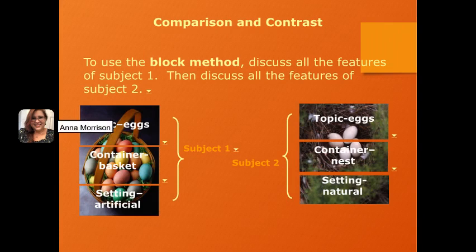To use the block method, discuss all the features of your first subject and then discuss all the features of your next subject. This will give you 2 body paragraphs instead of the normal 3. So you want to make sure that you're still using the same features for each one. Our first paragraph would have eggs, the container is a basket, the setting is artificial, and we would use details and evidence to support that. Our second paragraph would talk about eggs, their container is in a nest, and their setting is natural, and we would use many details to talk about that.